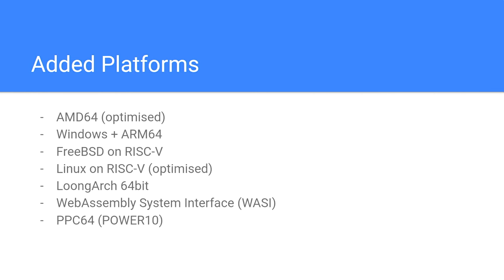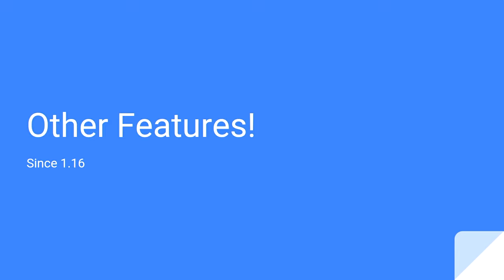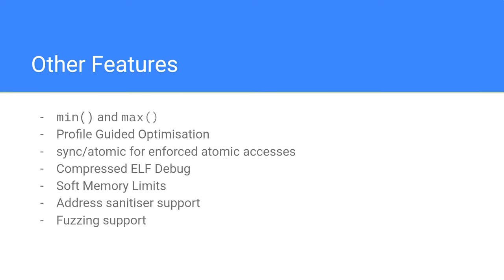There's also a bunch more platforms. So AMD64 finally has optimizations. Windows and ARM64. RISC-V has quite a few implementations and updates now. LoongArch, WASI, which are for targeting WebAssembly. And a whole bunch of other small features that just make life nice, like min and max in 2023. Profile-guided optimization is also a big one that can be very good for things like Kubernetes that run using Go. Atomics for atomic purposes, compressed debug symbols, all sorts of things. Fuzzing, address sanitizers, all very nice to have.